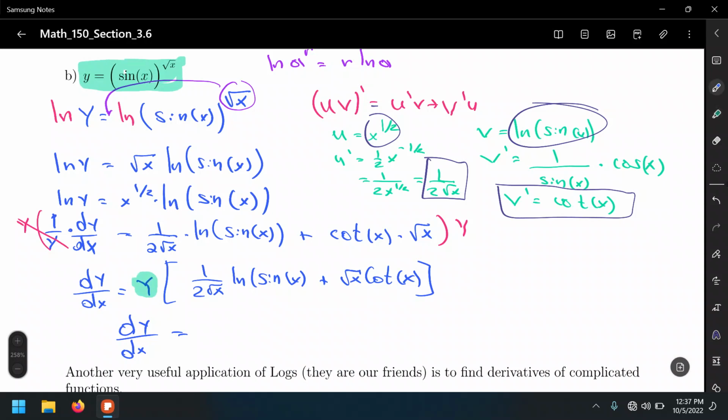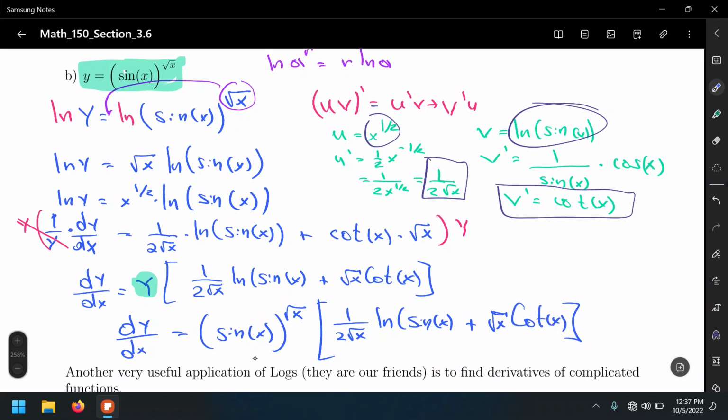Replace it here. So that's sine of x raised to the square root of x times all this madness here, 1 over 2 root of x ln of sine, plus the square root of x cotangent of x. And that's the final answer for this derivative. Again, we're taking advantage of logarithms on both sides. We combine it with implicit differentiation, and then this is our result. Okay, can we get anything even more complicated than this?